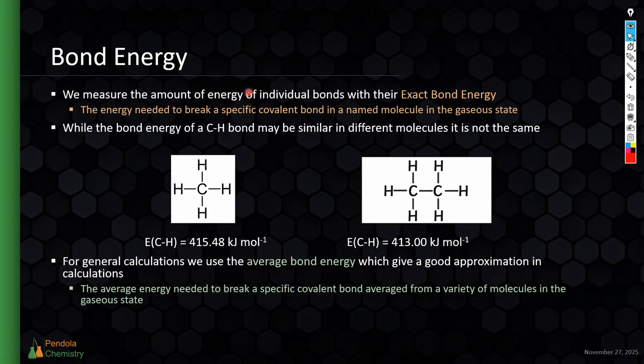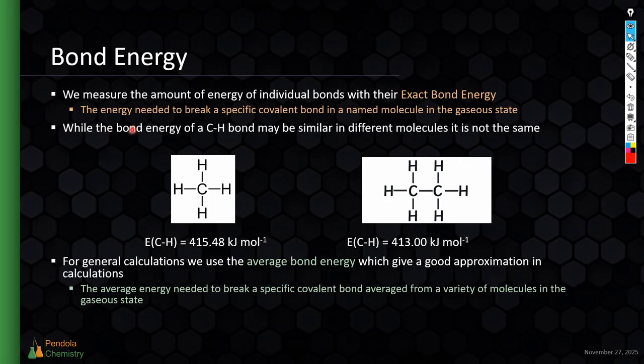If we wanted to figure out how much energy is released when the bond is formed, all we will have to do is use the exact bond energy, but with a negative sign in front, because it will release the same energy as is required to break it. Now, while the exact bond energies are sometimes used in very specific chemistry, they are not good for general chemistry. It's not good for a generalized chemistry approach.